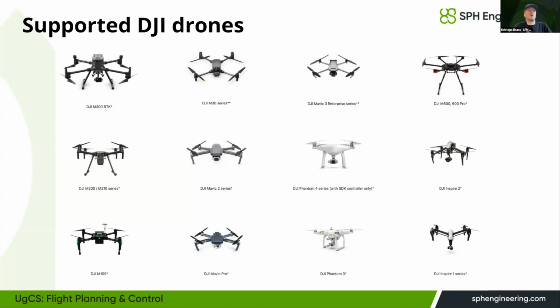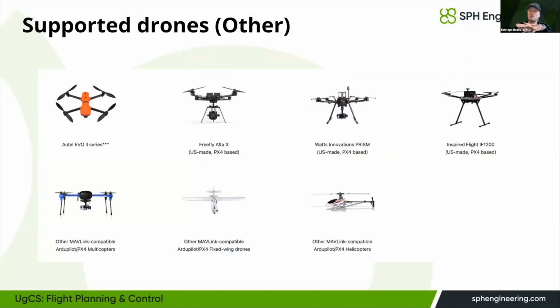And like I mentioned, next week we will roll out the official support for the DJI M350 drone as well. As far as drones from other manufacturers, in fact, we support all drones based on PX4 or Autopilot platforms. So this also includes the Freefly Alta X, Freefly Astro drone, which is not on this list, but I mentioned it before, so it's also officially supported. Then also Watts Innovations, Inspired Flight 1200, as well as 750. Also, we'll add it to the list on our website soon, so the drone will be there as well. But yes, in general, any Autopilot or PX4 based drone can work with UgCS.